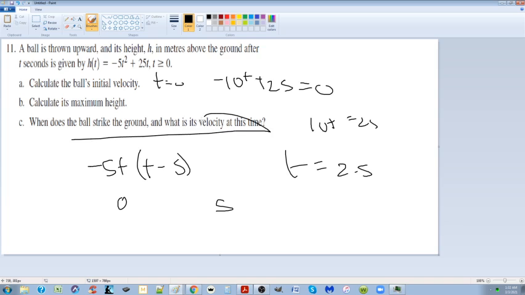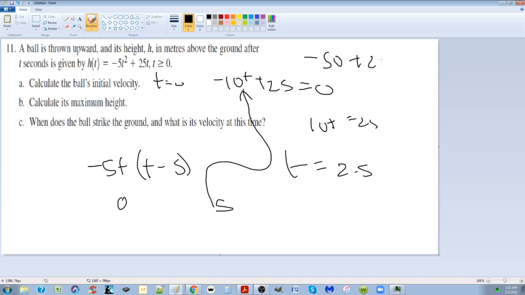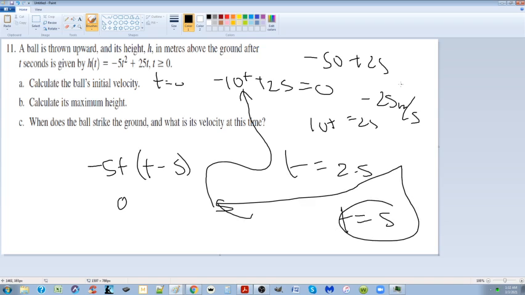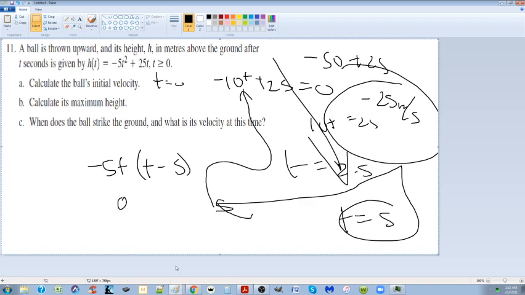When does the ball strike the ground? Well, I just told you. But now we take 5 and we plug it into this. So we get minus 50 plus 25. So it's minus 25 meters per second at time t equal to 5. When it hits the ground, it's going minus 25 meters per second downwards, which is pretty fast, actually.